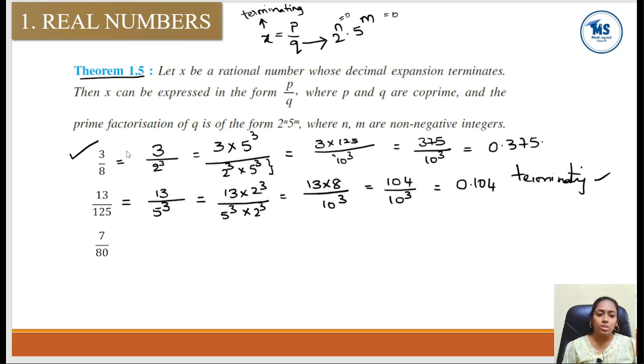Okay. So any rational number x is terminating when, for the rational number p by q, the denominator q is in the form of 2 power n, 5 power m. Okay. We'll see the next theorem. Oh, before going to see this, there is another number here, 7 by 80. You can try this by yourself, whether this is terminating or non-terminating, you can check it by yourself.